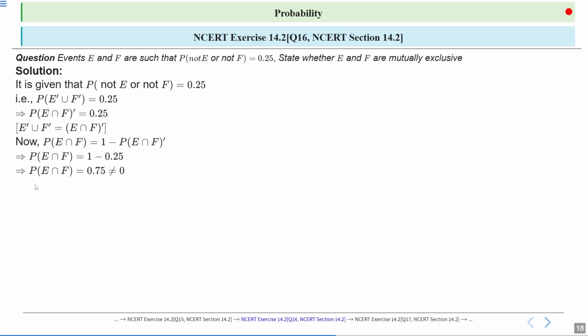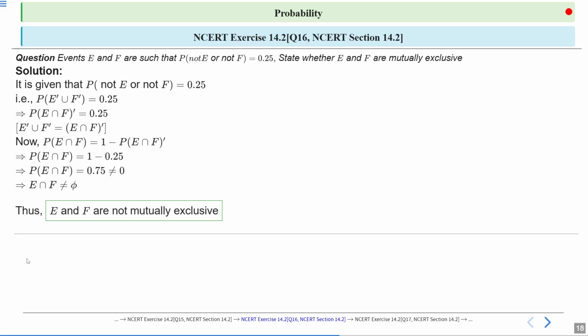So we obtain the probability of E intersection F is 0.75, and it does not equal 0. So E intersection F is not equal to the empty set, because the probability of E intersection F is not equal to 0. Clear? Thus E and F are not mutually exclusive.